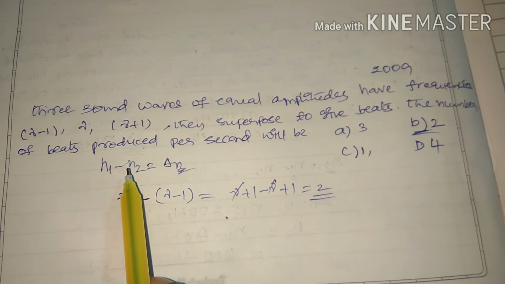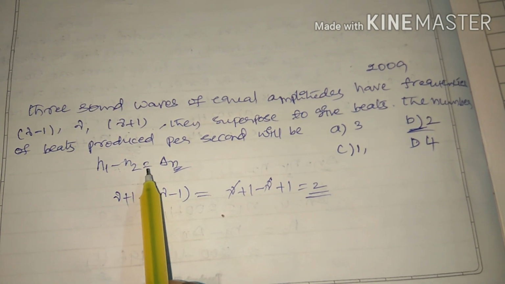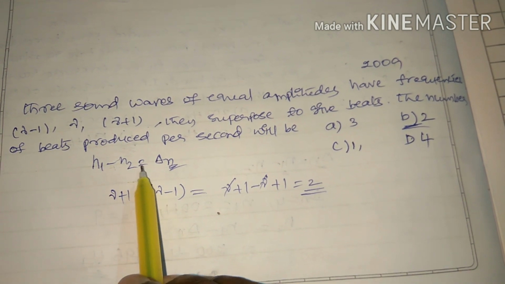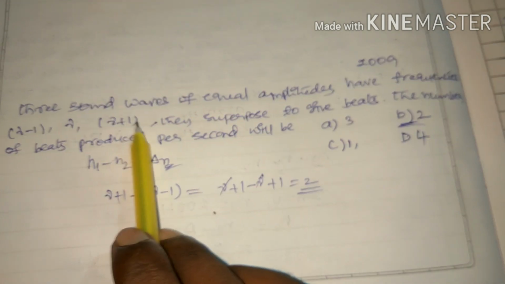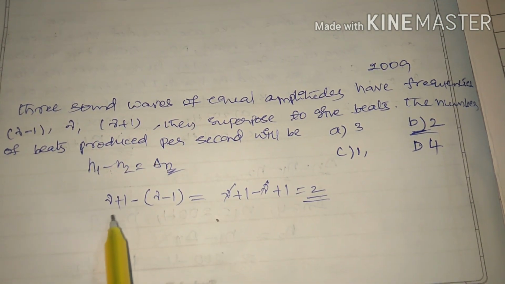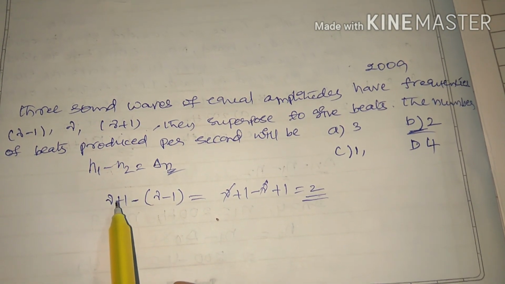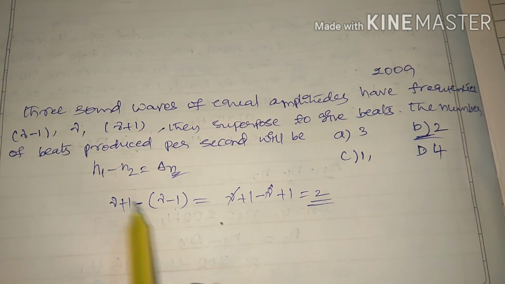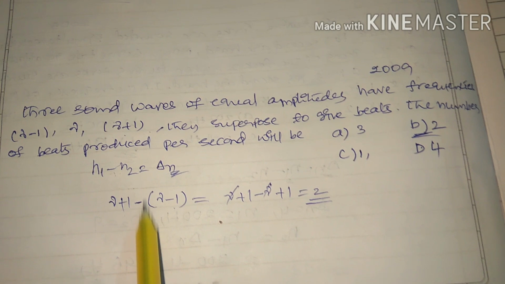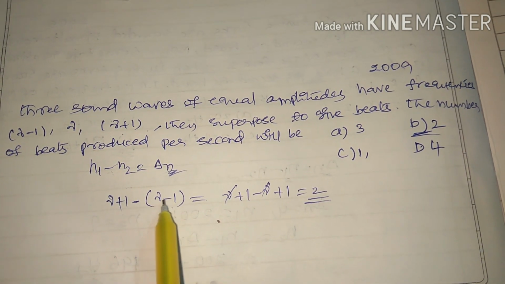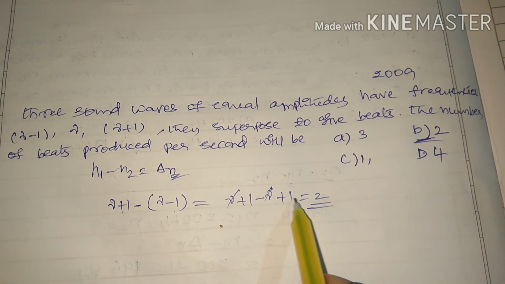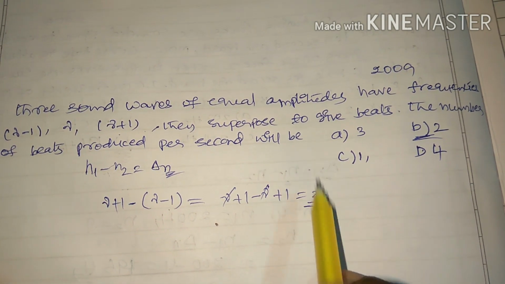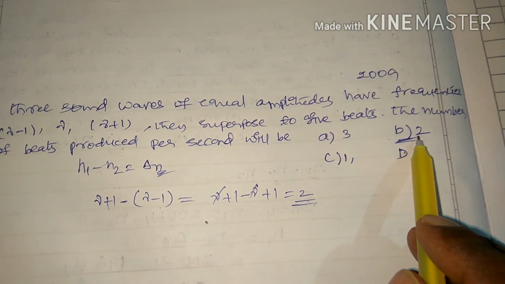The number of beats produced is n1 minus n2, equal to delta n, where n1 is the highest frequency and n2 is the lowest frequency. Here nu plus 1 is the highest frequency, n1, and nu minus 1 is the lowest frequency, n2. So nu plus 1 minus (nu minus 1) simplifies to 2. Therefore the number of beats produced per second will be 2. So option B is the right answer.